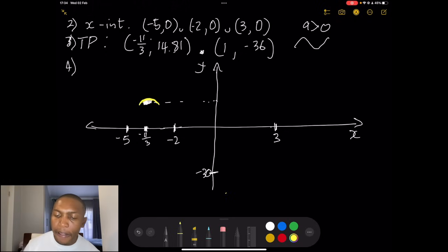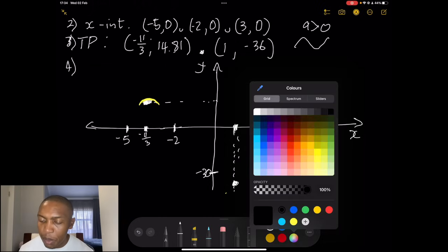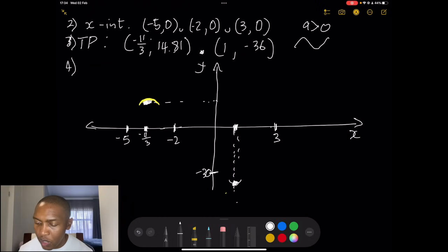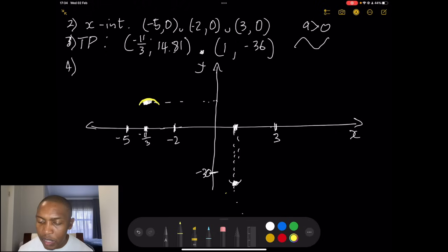And then I know that I already have another point which is going to be at 1 and minus 36. So let's say 1 is somewhere there. And minus 36 is somewhere there. And we know in that case that's going to be a minimum. I'm going to have a minimum over there.